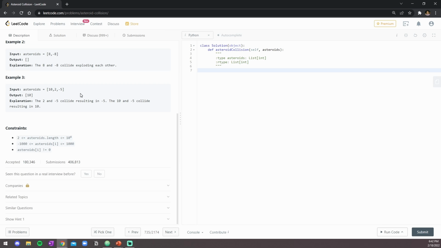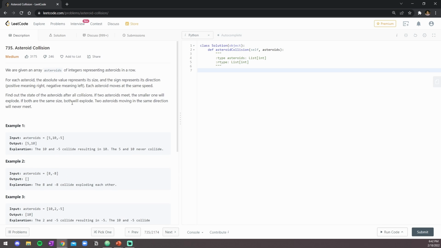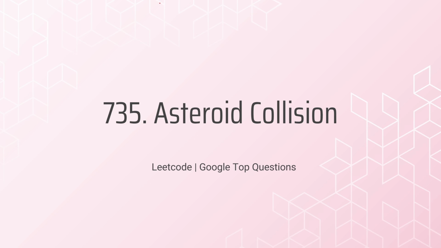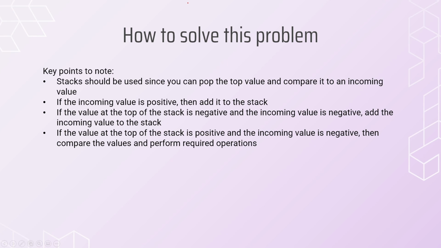Okay, that makes sense. Let's get into the explanation of this problem and then go into solving the problem itself. Okay, so question 735, asteroid collision. There are a few key points that we should note before we actually get into solving the problem. The first one is that stacks are a good data structure to use in this problem.